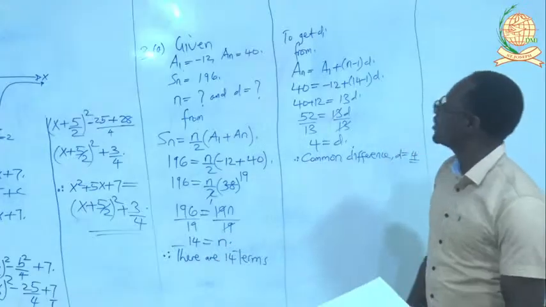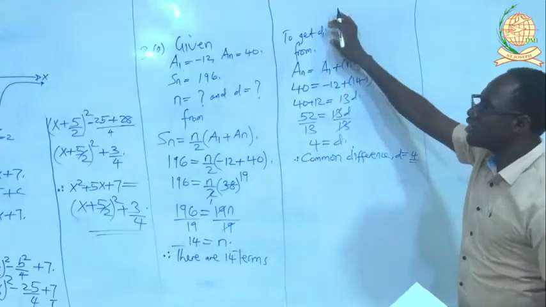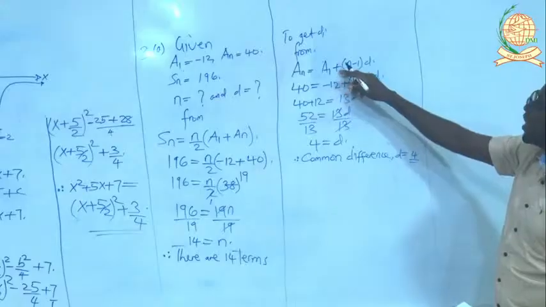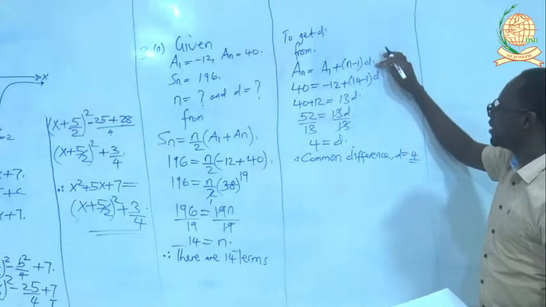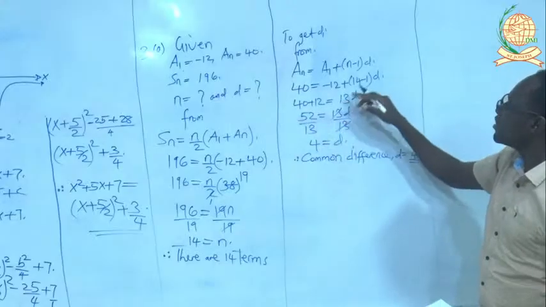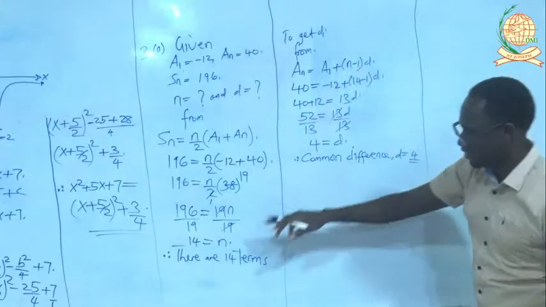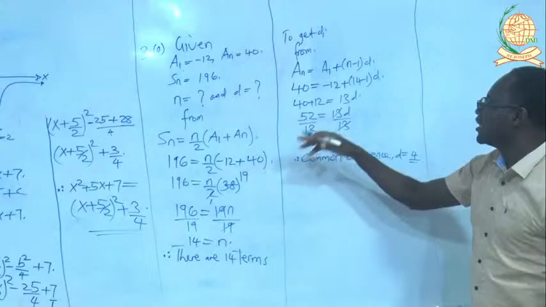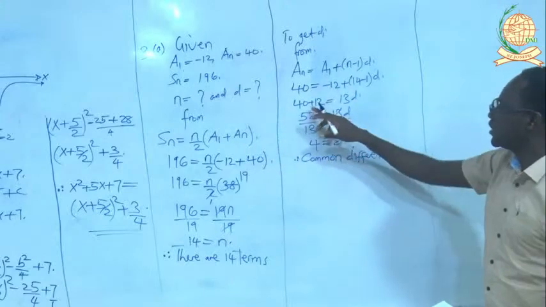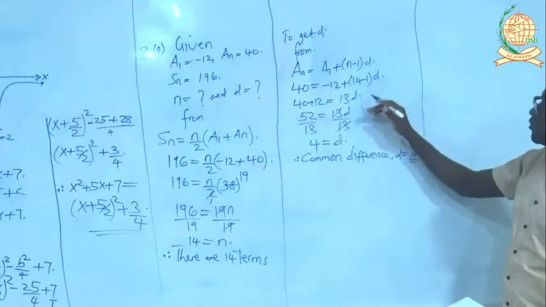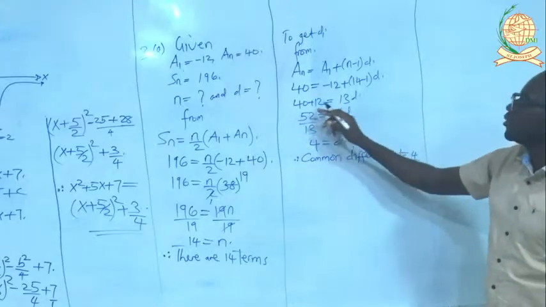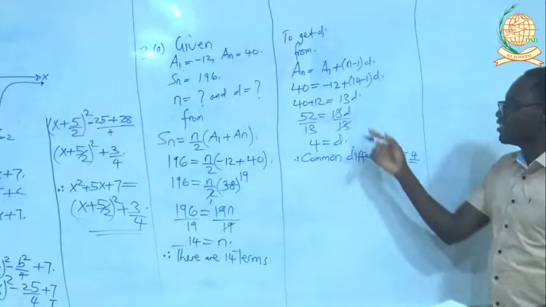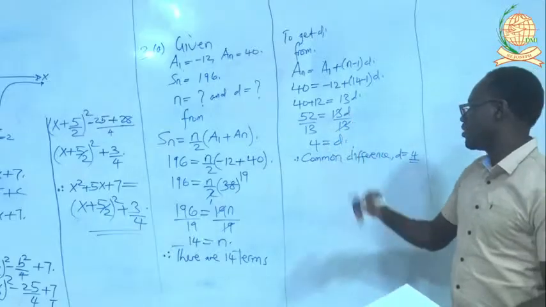To find the common difference d, the formula used is an equals a1 plus, in bracket, n minus 1 times d. Then an, 40, is equal to a1, negative 12, plus n, which is 14, so 14 minus 1, times d. Take this to the left side. Since it's negative, it becomes positive. So 40 plus 12 equals 13d. 40 plus 12 is 52, equals 13d. To get d, divide by 13 throughout, then d is equal to 4.